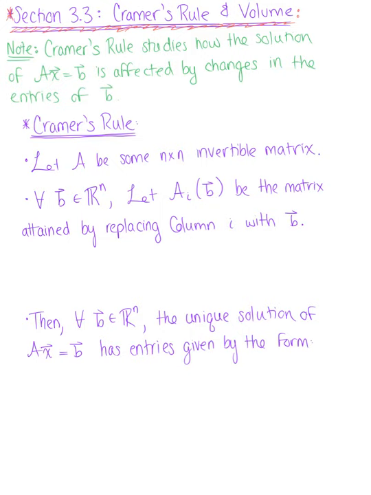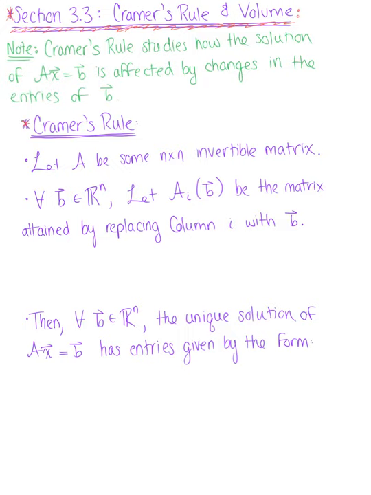So in section 3.3, we are exploring Cramer's rule and volume and how it relates to the determinant of an invertible matrix. So looking at Cramer's rule first, Cramer's rule is studying how the solution of the non-homogeneous equation, matrix A times vector x equals vector b, is affected by changes to the entries of vector b.